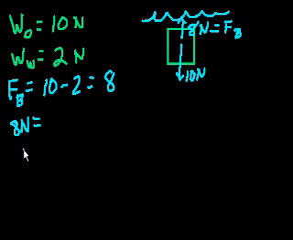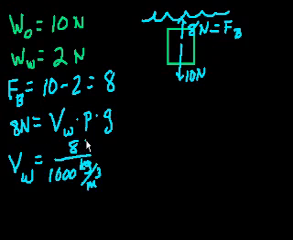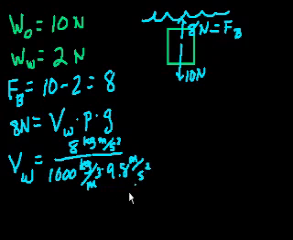And what is the weight of the water displaced? That's the volume of the water displaced times the density of water times gravity, right? And so what is the volume of water displaced? Well, we just divide 8 newtons by the density of water, which is 1,000 kilograms per meter cubed. Right, this is 8 newtons. So a newton is what? Kilogram meter per second squared. And then what's gravity? It's 9.8 meters per second squared.